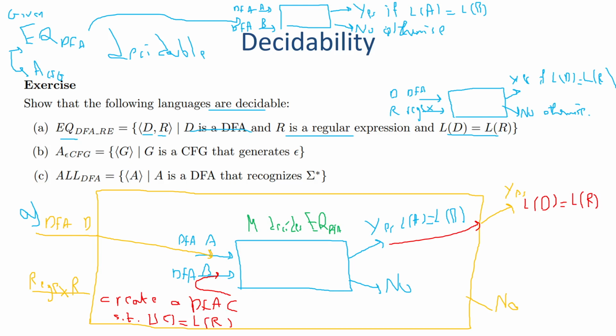language of your regex. If the blue machine tells you yes, these two languages are the same. So this A is the same as this D, we just plugged it in, and this B is just C, which is the same language as R. So if this says yes, then your orange machine will also say yes. And if it says no, your machine will also say no. Like, no, their languages are not the same. Does it make sense what we're doing here?